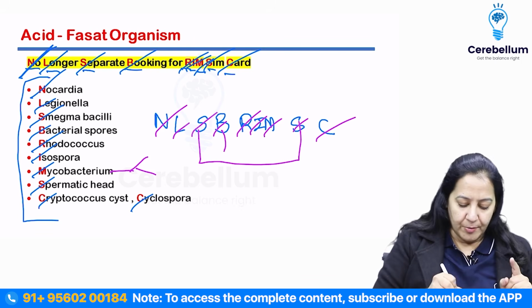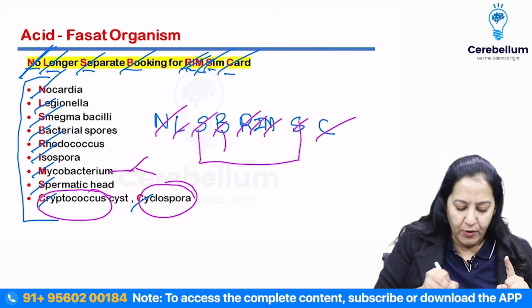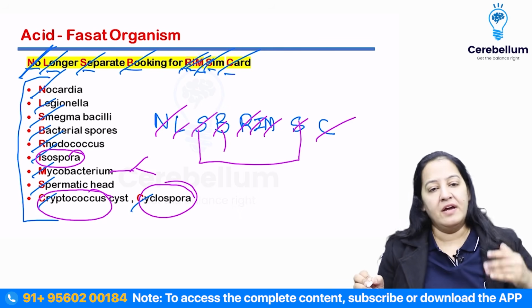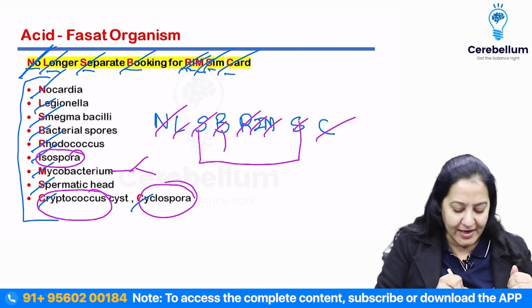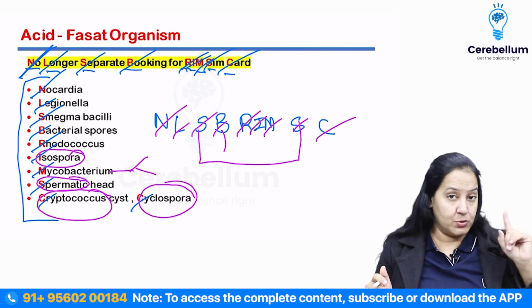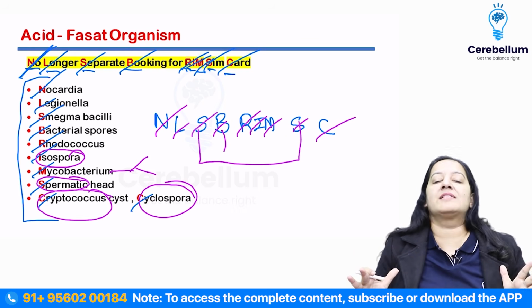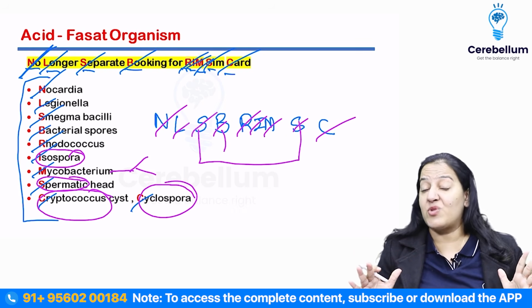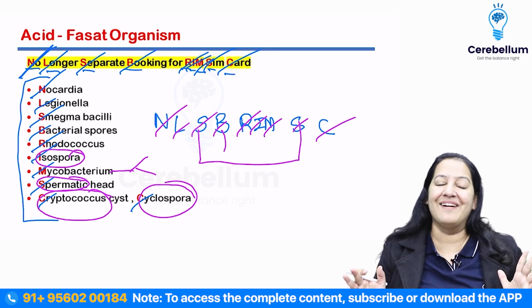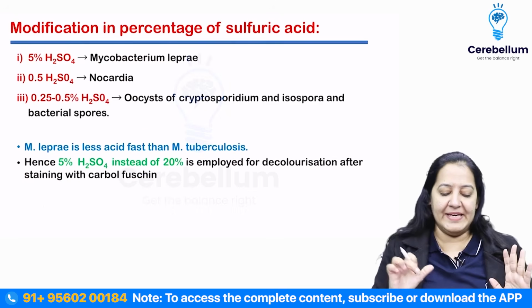Out of them, Cryptococcus is the fungus, right? And Cyclospora and Isospora are the parasites, and the remaining are all bacteria, except human sperm. So the maximum are bacteria. There is one fungus and two parasites also. So this is a complete list of all organisms, or I must say not organisms but structures, because human sperm is also included now. All the structures which are acid fast. Learn the mnemonic. With the mnemonic it will be easy, right?